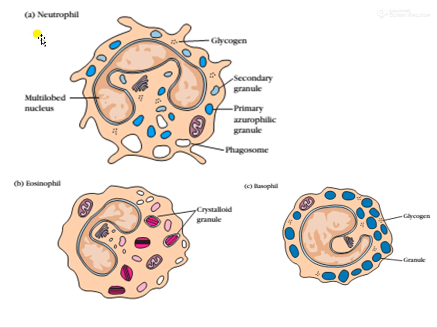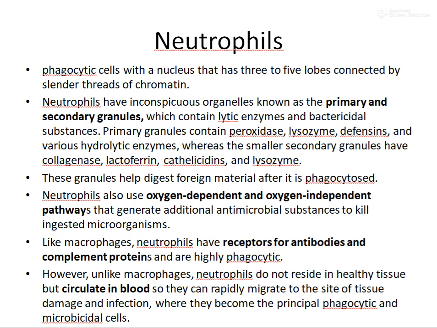The multi-lobed nucleus is mainly found in a neutrophil cell. And if you consider the eosinophil, it almost has two lobes. And the basophil also has a lobed nucleus. So it's based upon the nucleus that you identify whether it is a neutrophil, eosinophil, or a basophil.